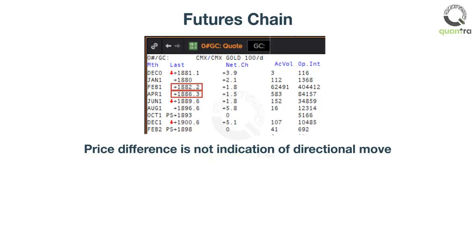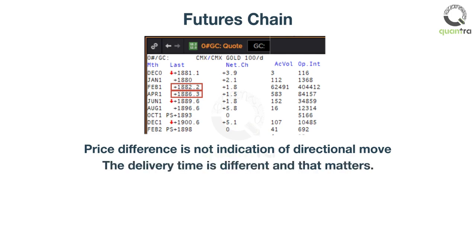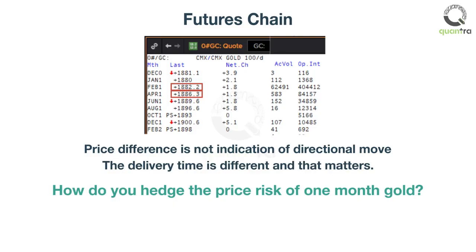Think about what the difference is in having a physical gold delivery in February or in April. Even if you have no interest in ever handling physical gold, it is a thought experiment that may help you understand these price differences. There is a 2-month difference in the timing. So how do you hedge the price risk of 1-month gold?